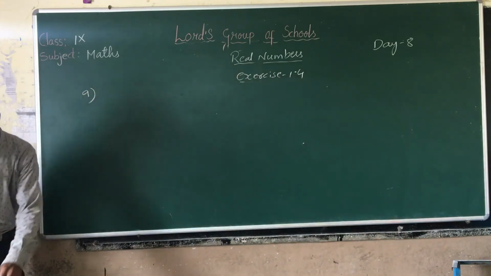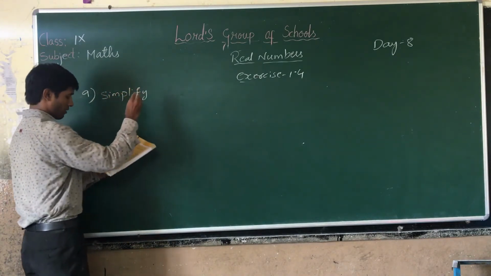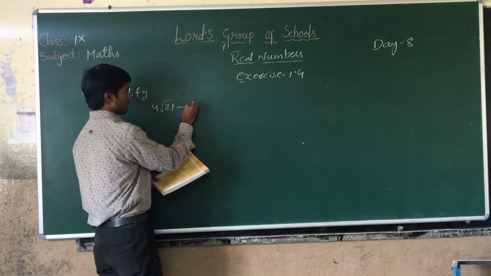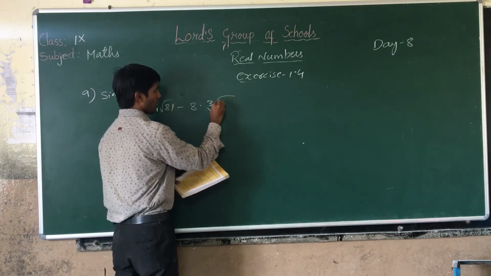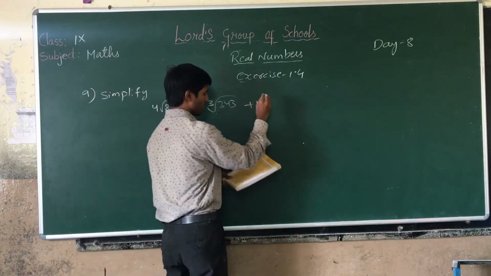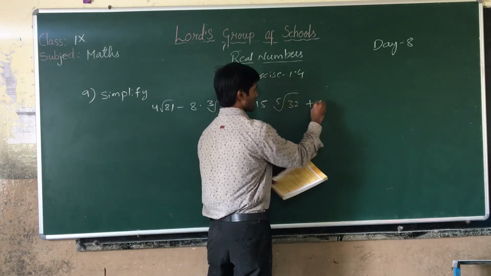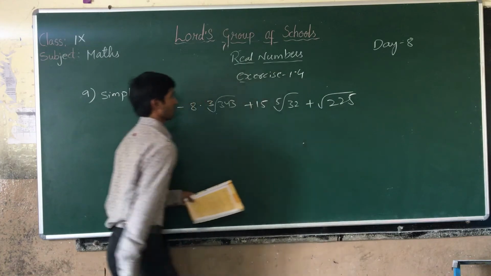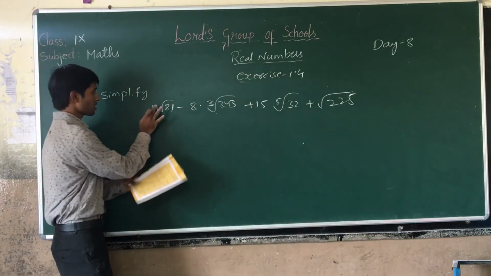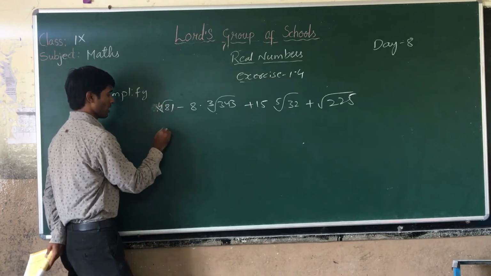Ninth bit, we have to simplify the given expression: 4th root of 81 minus 8 into cube root of 343 plus 15 into 5th root of 32 plus square root of 225. Now first remove the roots here. This is the 4th root. Now remove the roots here.